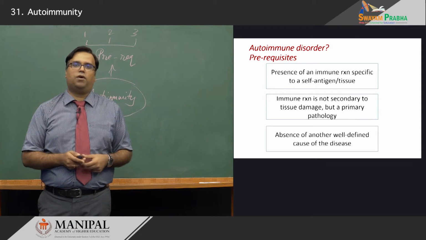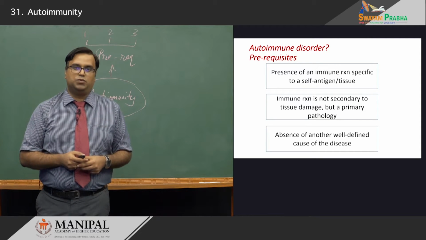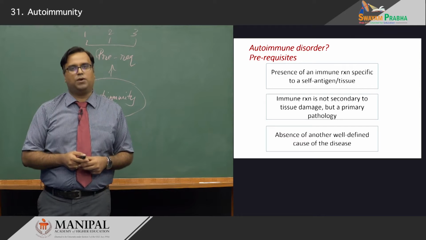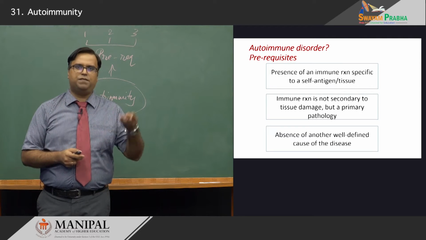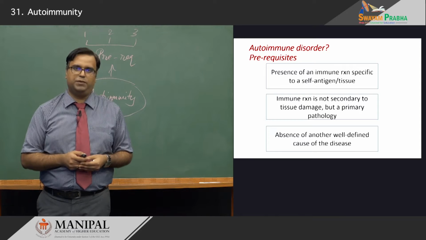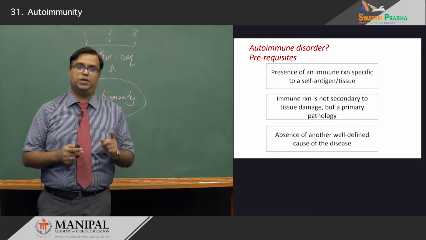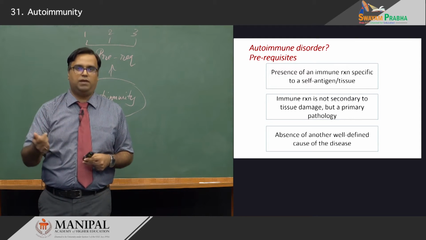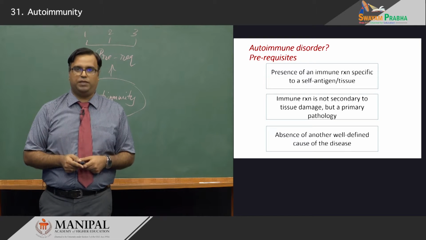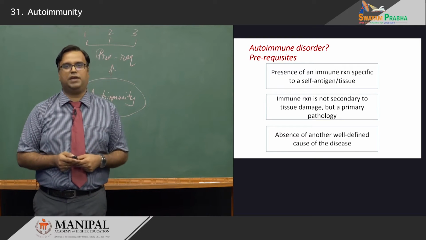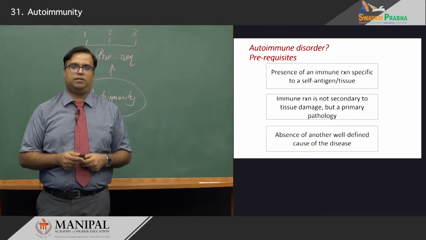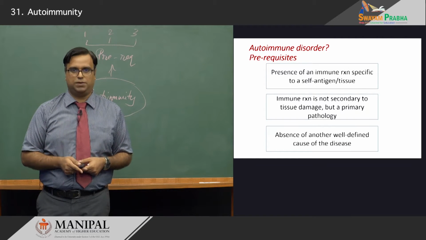The third important cog in the wheel is to rule out the absence of other well-defined causes of the disease. There are a host of other conditions which can cause secondary autoimmunity. Those are not autoimmune disorders. You need to have a more detailed idea about that. So, having met all of these three prerequisites, you may have entered the territory of autoimmune disorders.